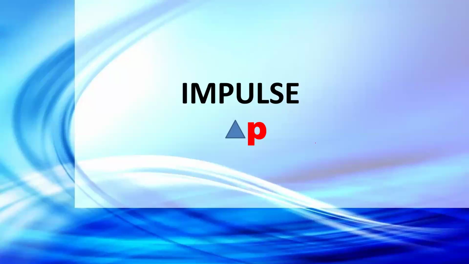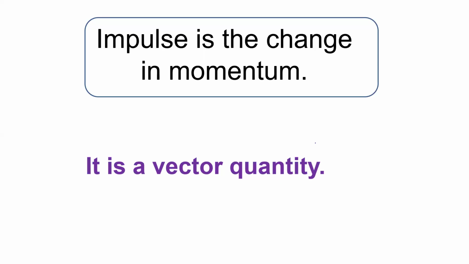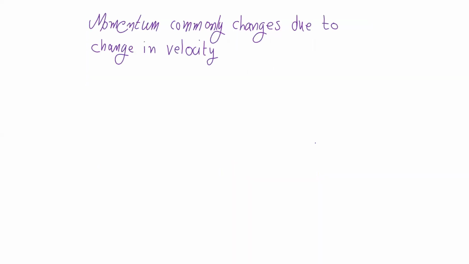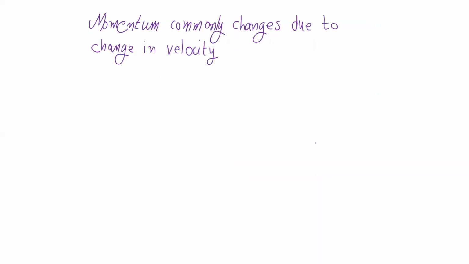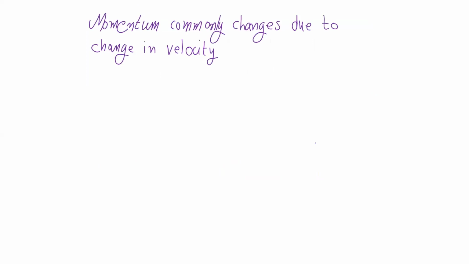Comes a very important topic from our unit 1, impulse. What is impulse? See the definition. Impulse is the change in momentum. It's a vector also. Now, momentum is the product of mass and velocity. So momentum commonly changes due to change in velocity. Mass is generally a constant, even though in A level it should be a concept that mass as a nature is always constant, but about vehicles, trailers, trains, mass varies because people get in, people leave out. So in that sense, mass is changing. Normally, momentum changes due to velocity.